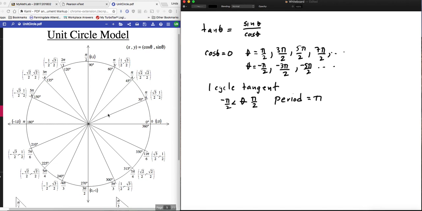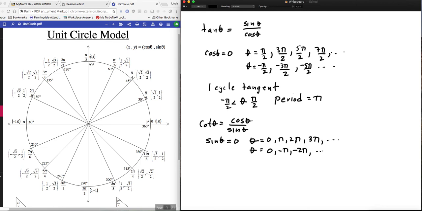The same for cotangent, however. Cotangent is cosine theta over sine theta. So that means that the cotangent is going to have asymptotes where the sine of theta is 0. So sine of theta is 0 when theta is, well, let's take a look, 0, pi, and if I were to keep going around, 2 pi, 3 pi, 4 pi, 5 pi. So 0, pi, 2 pi, 3 pi, and so on. Same thing in the negative direction: 0, negative pi, negative 2 pi, and so on.